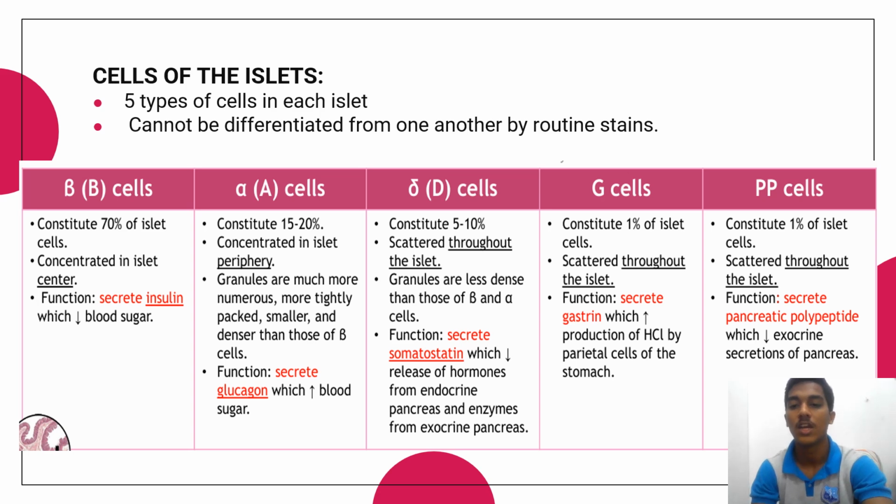Then G cells, they constitute about 1% of islet cells scattered throughout the islet. Its function is to secrete gastrin, which will increase your production of HCl by parietal cells of the stomach. Then finally, PP cells, that is pancreatic polypeptide cells. It will constitute about 1% of islet cells. They will be scattered throughout the islet. Its function is to secrete pancreatic polypeptide, which reduces exocrine secretions of pancreas.